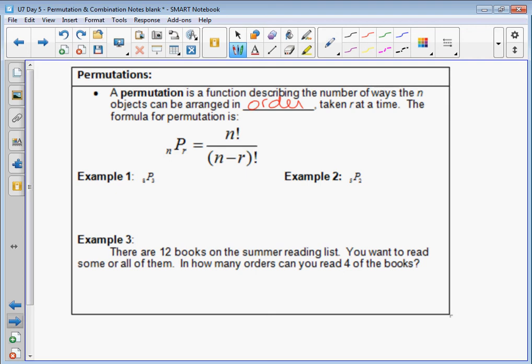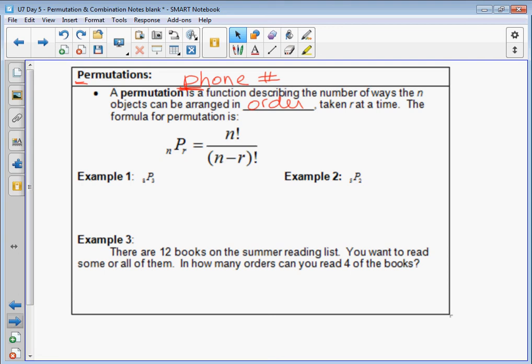What helps me to remember that permutation needs to be in order is that if you mix up a phone number, you are going to be calling the wrong person. So both permutation and phone start with P, so maybe that will help you remember it. Our formula for permutation is n factorial over n minus r factorial.